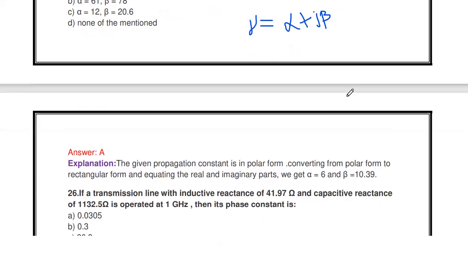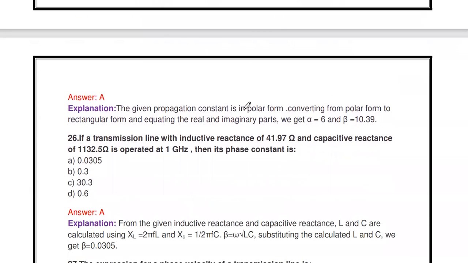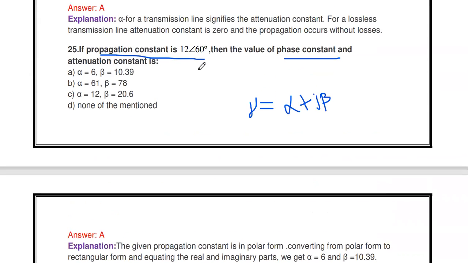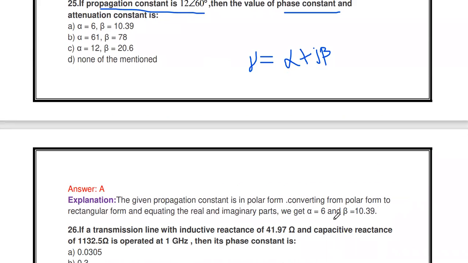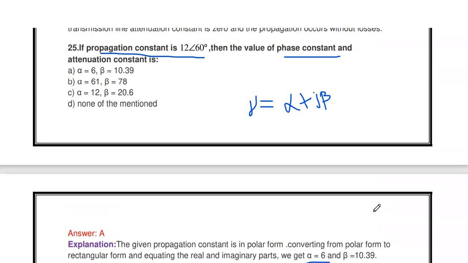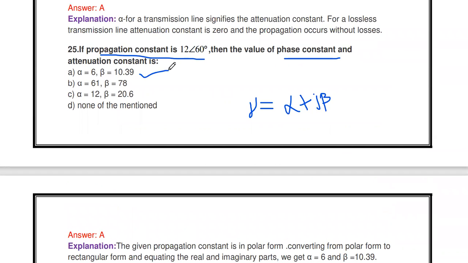Already you know the procedure to convert polar into rectangular. If you convert this 12 with 60 degrees polar into rectangular, we will get the answer. The real part is 6 and the imaginary part is 10.39. So 6 plus j 10.39. So alpha is 6 and beta is 10.39.